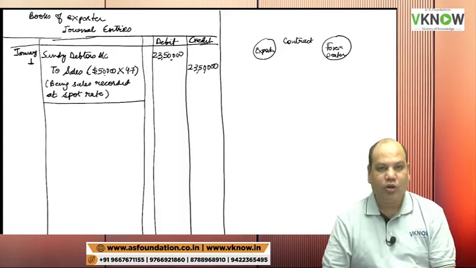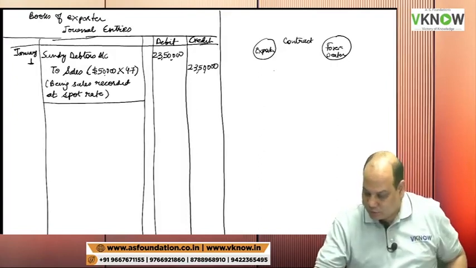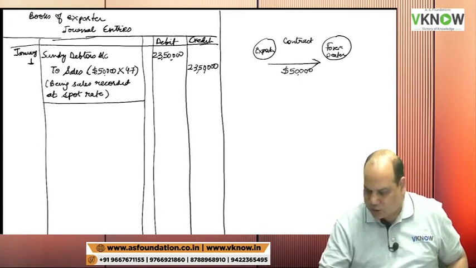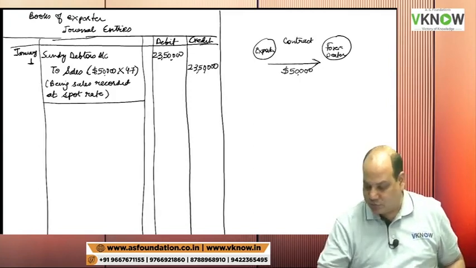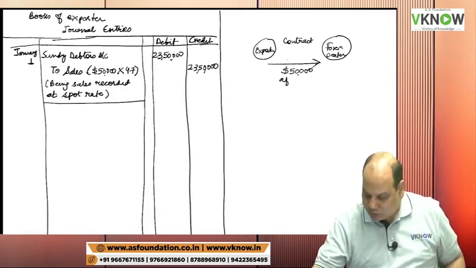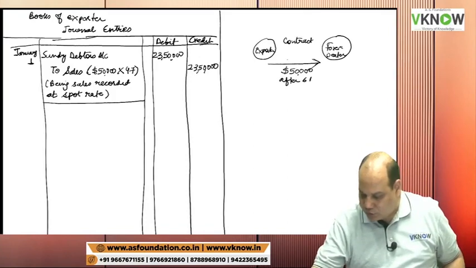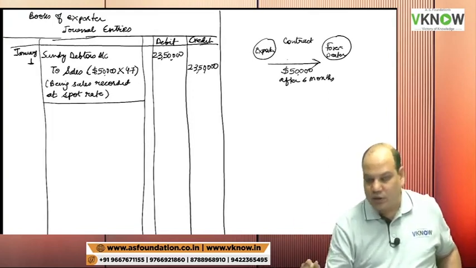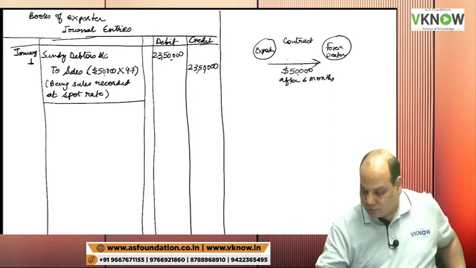They enter into a contract. What is the contract? The exporter will give this forex dealer $50,000 after 6 months. What is the obligation of the exporter? The obligation of the exporter is to deliver $50,000 after 6 months.